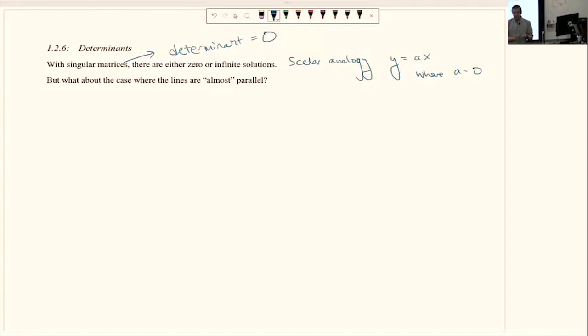Now, if you remember correctly, this parallel line analogy where you have no solutions, or the overlapping line where you have an infinite number of solutions, those were only two of these bad situations. Remember, there was another situation where the lines were almost parallel, like they crossed, but near the solution the slope was almost the same for the two lines.